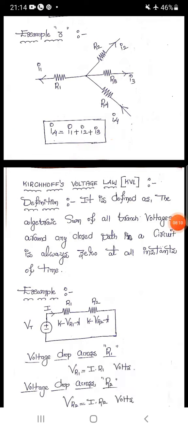Like this, we can apply Kirchhoff's current law to any circuit.